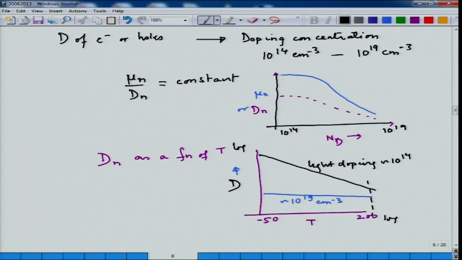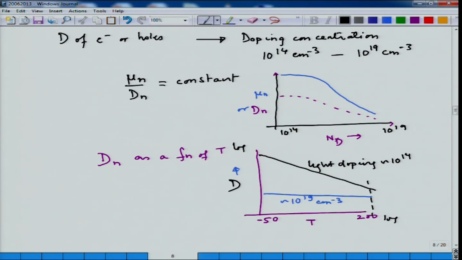This tells me what my diffusion constant is, it tells me how it will behave if I change the doping concentration, and it also tells me how it will behave if I change the temperature for a lightly doped semiconductor or a heavily doped semiconductor. It is going to basically follow similar behavior as the mobility of the respective carrier.